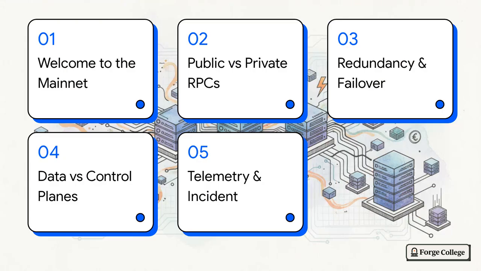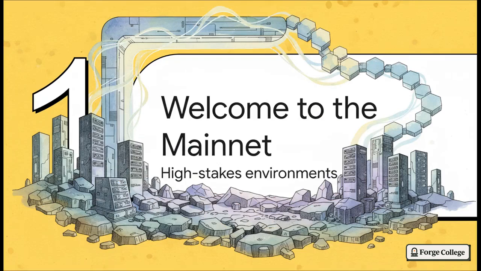We'll tackle this in 5 logical phases. First, welcome to the mainnet. Second, public versus private RPCs. Third, redundancy and failovers. Fourth, data versus control planes. And lastly, telemetry and incident response. Let's dive right in. Section 1.